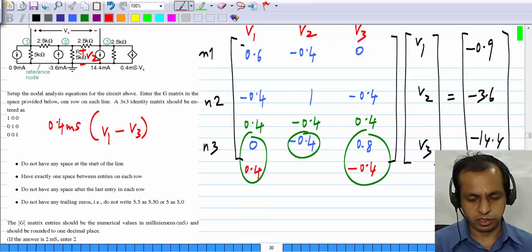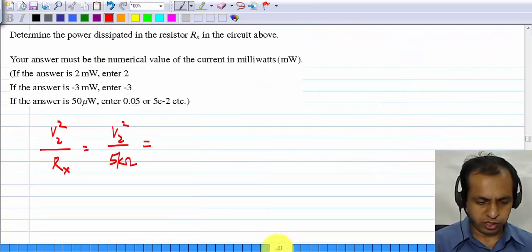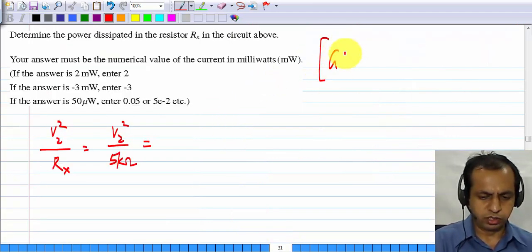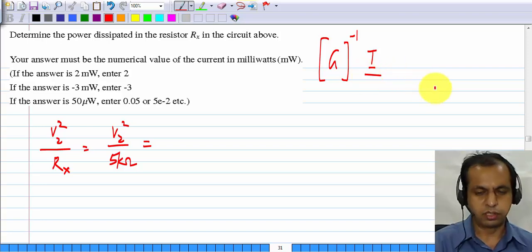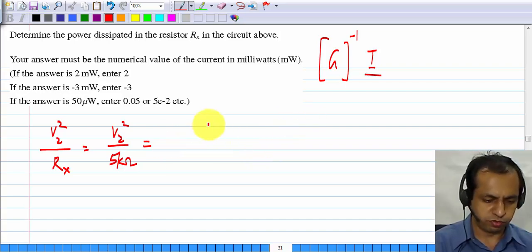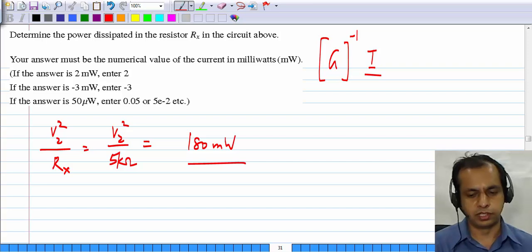So that's what it's going to be. By inverting the G matrix and multiplying it with the current vector, you will get all the voltages. From that you find V2 and you calculate V2 squared divided by 5 kilo ohms, and you will find that it is 180 milliwatts. Okay, so that's the answer.